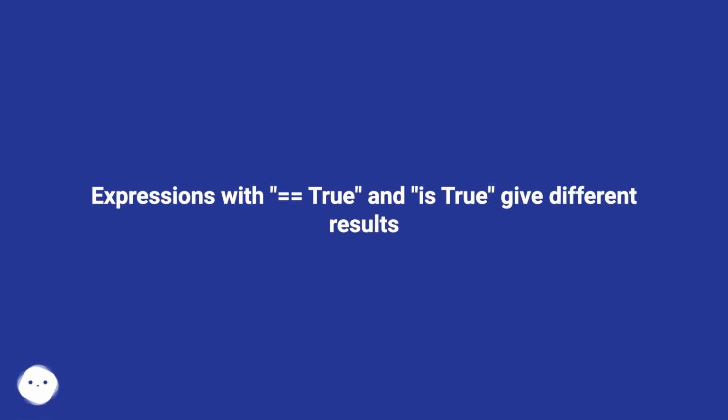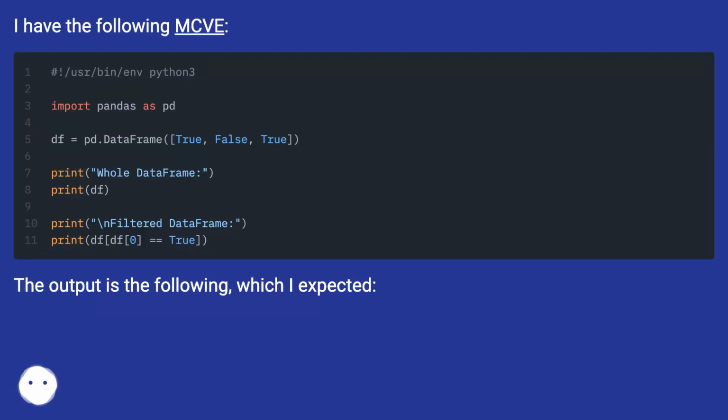Expressions with equals true and is true give different results. I have the following move. The output is the following, which I expected.